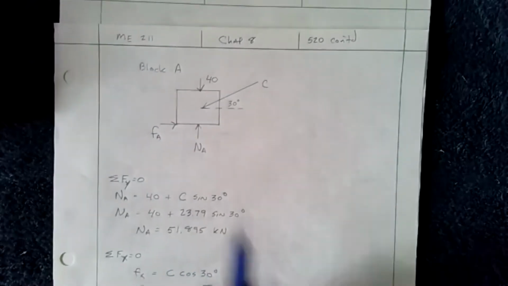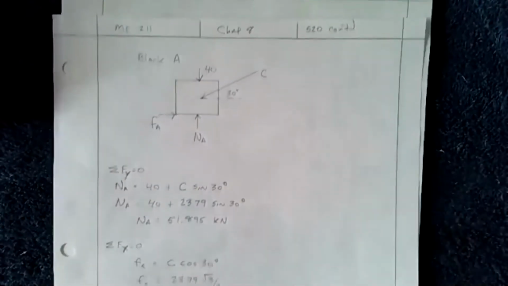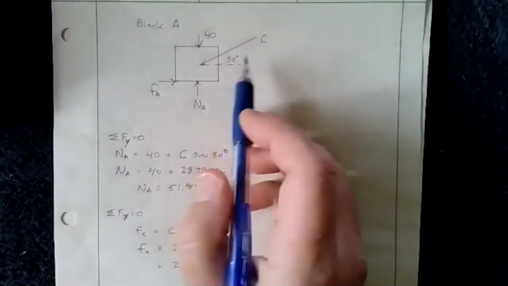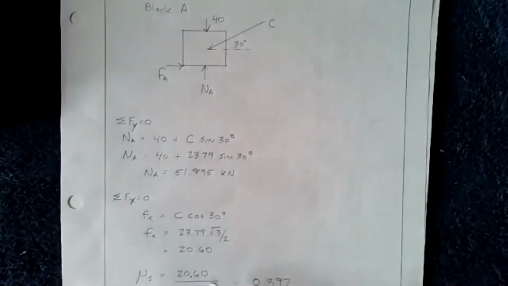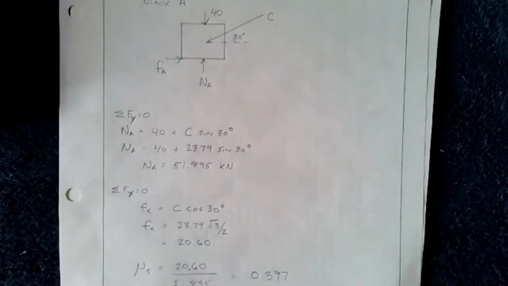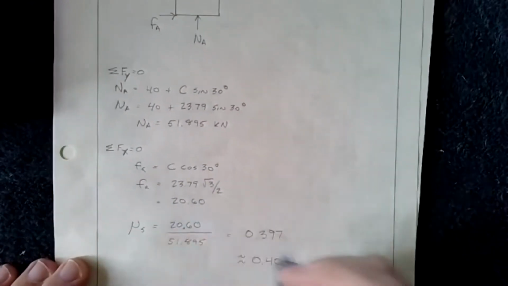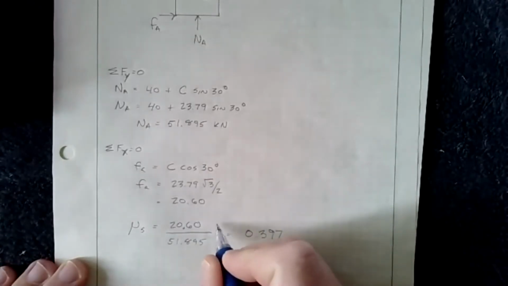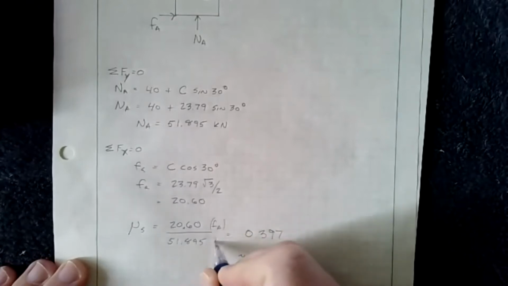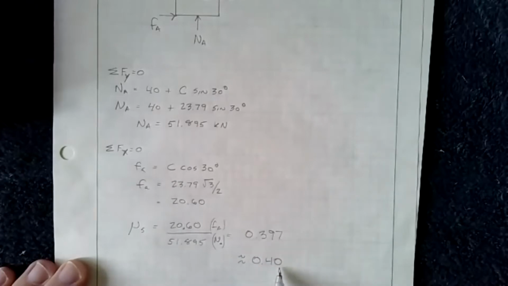Then I'm going to do the same thing for FA. I want to find FA. Well, I know FA in this case is just going to be equal to cosine 30 degrees times C. So I end up with 20.6. So I know that mu static, therefore, is equal to FA over NA. And that's just the definition of mu static. So it gives me a value of 0.397, or essentially 0.4.